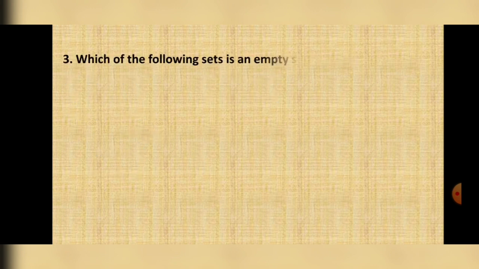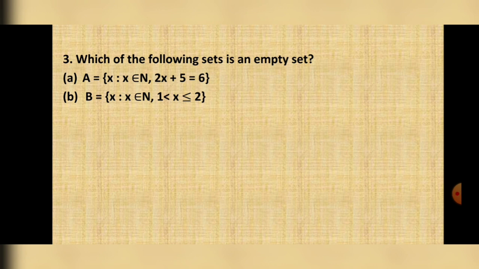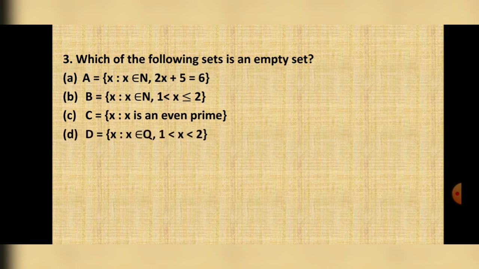Next, example number 3. Which of the following sets is an empty set? Option A: A equal to x such that x belongs to N, and 2x plus 5 equal to 6. Option B: x such that x belongs to N and x is greater than 1 and less than or equal to 2. Option C: x is an even prime. Option D: x belongs to Q, that is, Q means the set of rational numbers, and x is greater than 1 and less than 2.